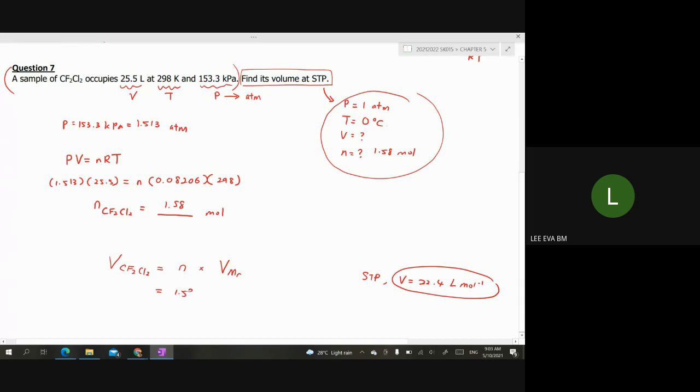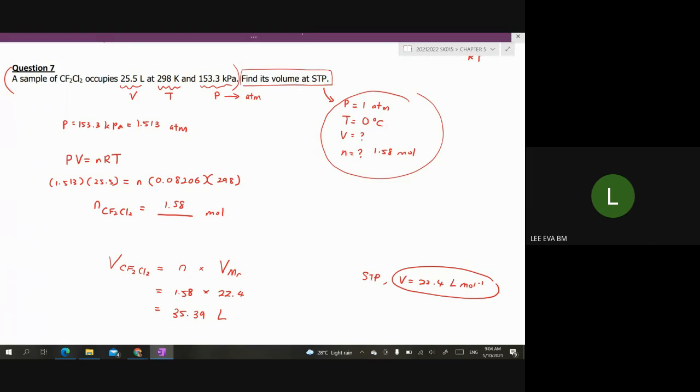So, using 1.58 times 22.4 and you will get your answer. This is the first method that everyone should be able to calculate. The method similar like the one you learned before. And in this case, you get 35.39 or maybe 35.4. Kalau dia round off, tak ada masalah lah. 35.39 or 35.4. Okay. Ini adalah salah satu method.